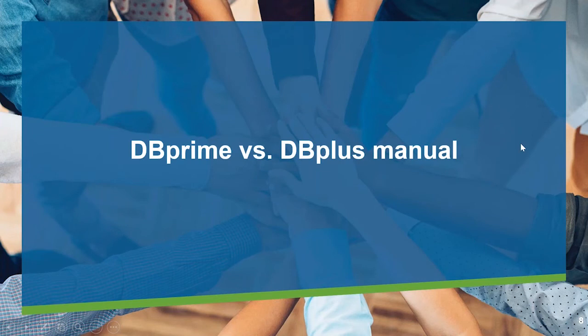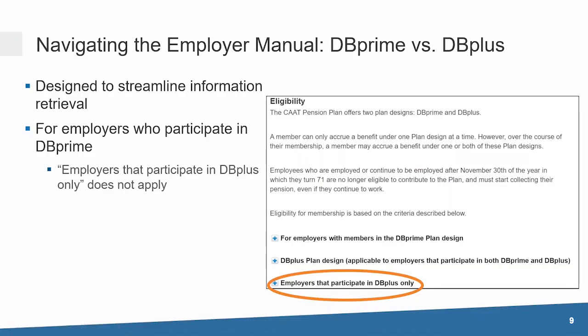CAT administers two separate pension plan designs, DB Prime and DBplus, which are referred to throughout the manual. Some employers administer both plan designs, while some administer DB Prime only or DBplus only. Different sections of the employer manual will apply depending on the employer. The employer manual contains drop-down sections that are curated specific to which plan design an employer administers. As you only administer the DBplus plan design, you will only make use of the employers that participate in DBplus only sections in the employer manual.